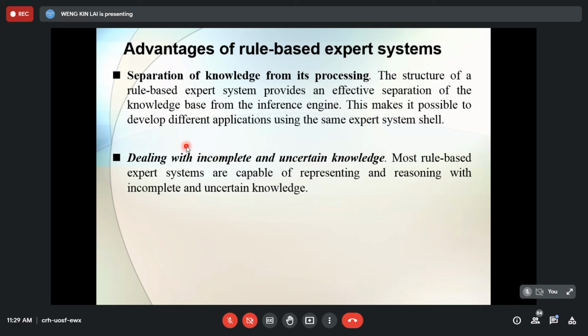The other thing, which we also talked about before, is that it can deal with incomplete and uncertain knowledge. The information is not complete, and sometimes it's not so clear or is uncertain. Most rule-based expert systems are capable of representing and reasoning with incomplete and uncertain knowledge. Again, we compared this before with computer programs: you would need to detect the inputs from the sensor, and if the information is not complete, your system will crash and will not be able to do its work.